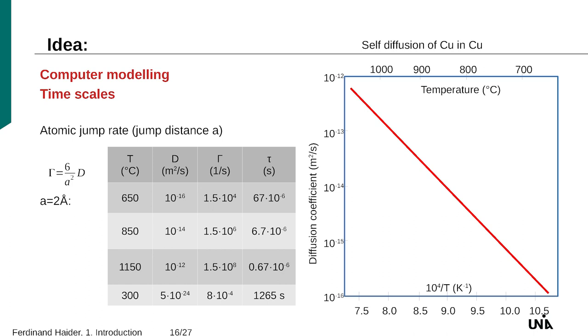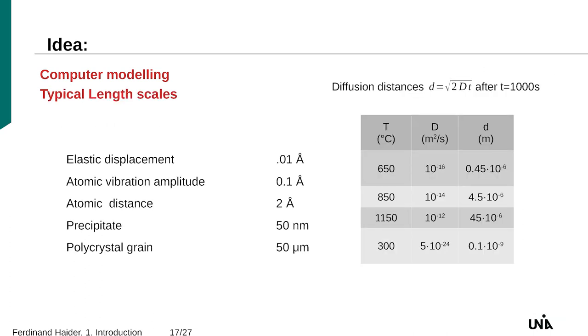The diffusion time, or the inverse of this jump rate, and from this one can calculate the diffusion distances. This is what I did here. After 20 minutes or so, you get a diffusion distance of roughly a micrometer at 650 Celsius, several micrometers at higher temperature. But at room temperature, you get an angstrom displacement, which is not a realistic displacement because it's less than a lattice constant.